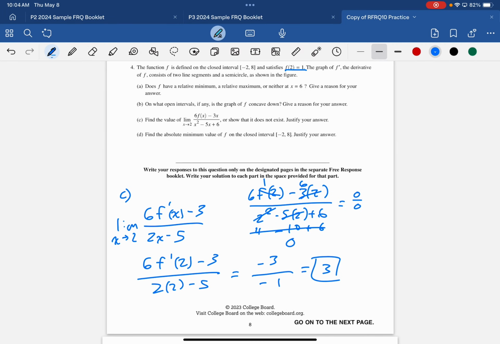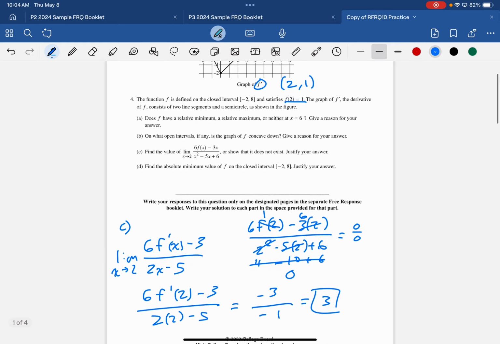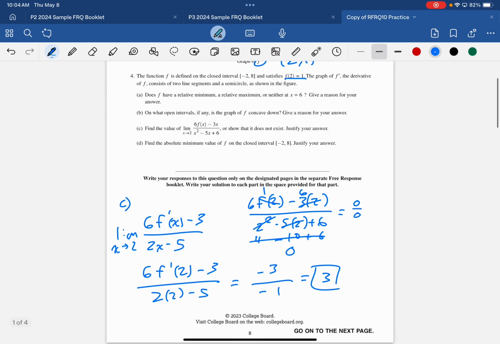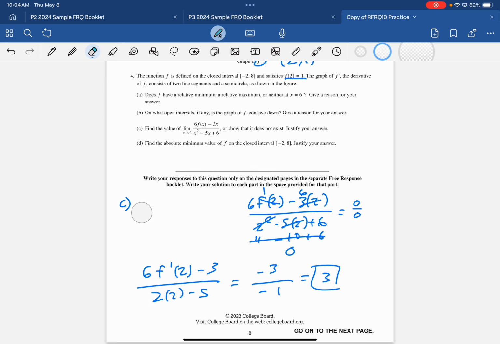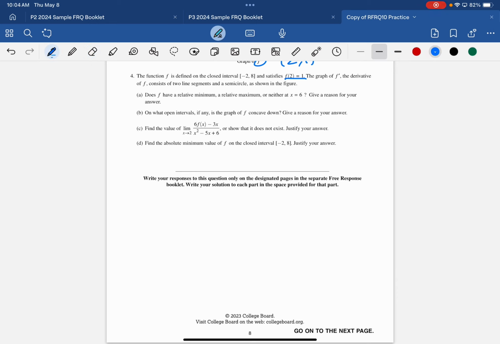Done. Okay, last one. Find the absolute minimum value of f on the closed interval from negative 2 to 8, and justify your answer. Negative 2 to 8 is the whole graph right there. So we have 2 ways to approach this. We can use FTC, or I can think of it like differential equations. You know how when you take the antiderivative of something, you get a plus c? And we can find the c that way. I'm going to do both because I want you to know both. Sometimes FTC is easier to use, and other times it's easier just to find the c.